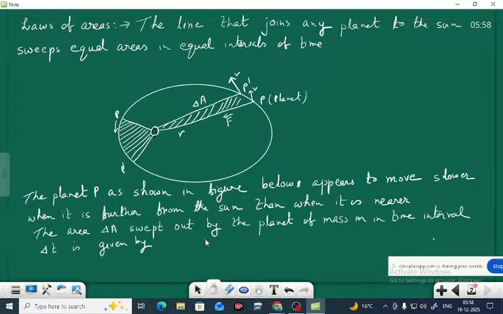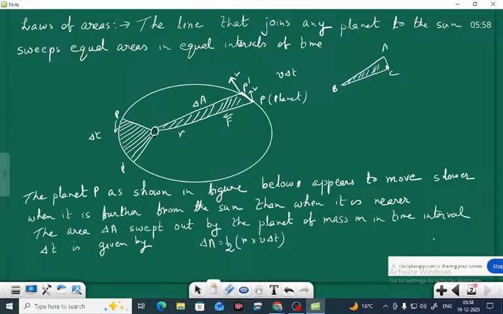del A is equal to half into R into V del t. If we take a short interval of time del t, you can find this distance is V del t. Therefore, this is the area of a triangle actually. And we know the area of a triangle, suppose this is ABC.